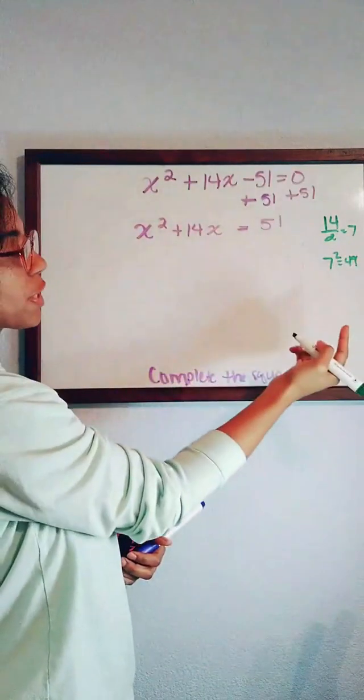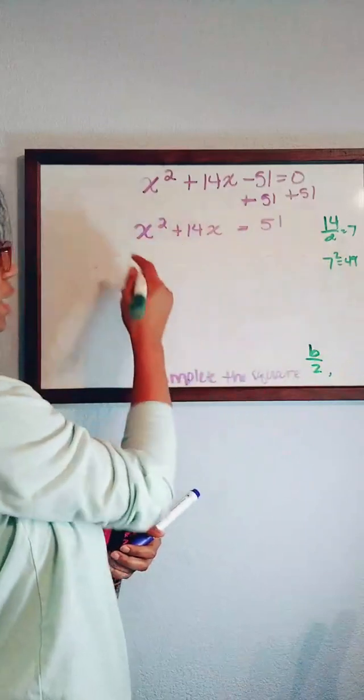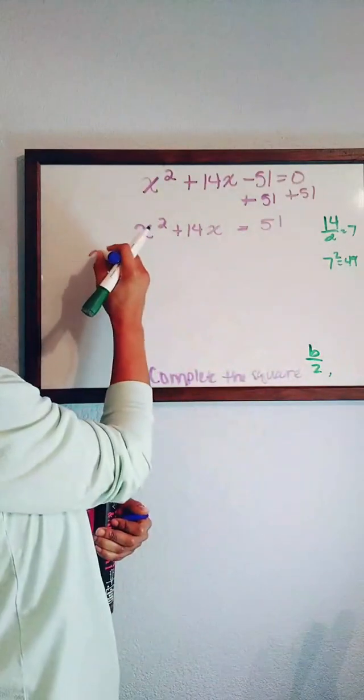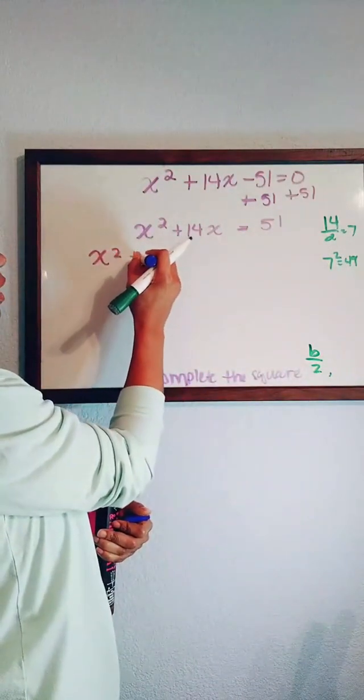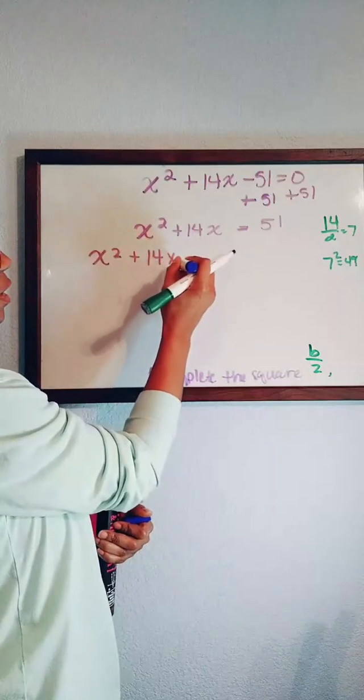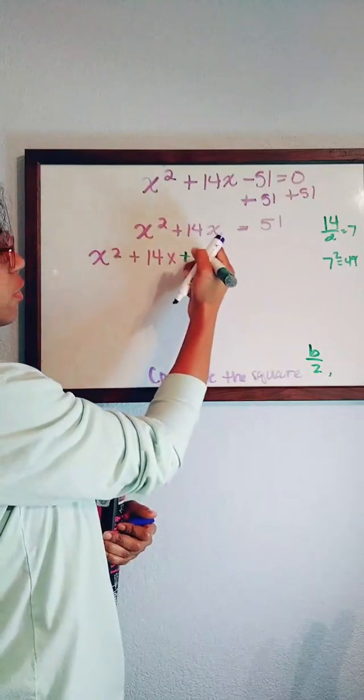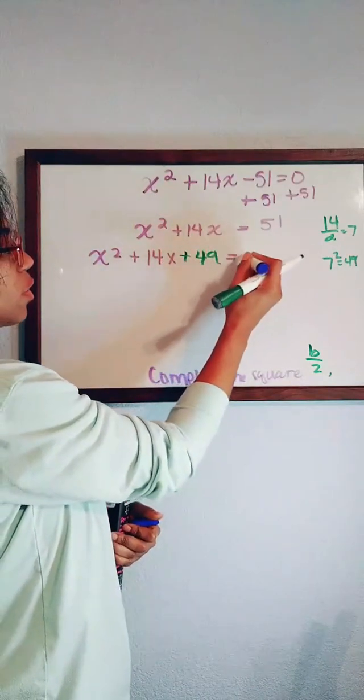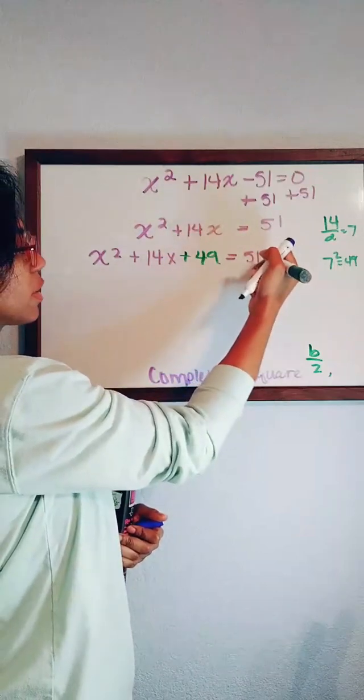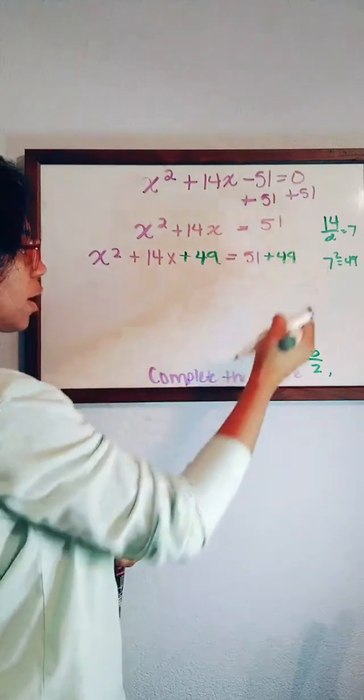Now, what I do to one side, I do to the other. So 49 is going to be added to both sides. So now I have x squared plus 14x, remember, plus 49 is equal to 51 plus 49. Okay?